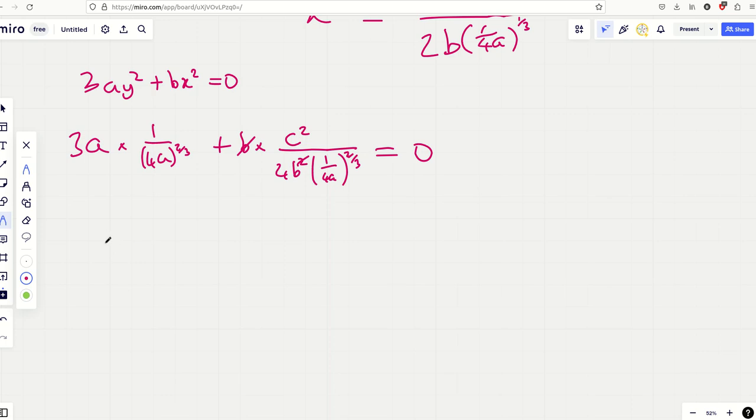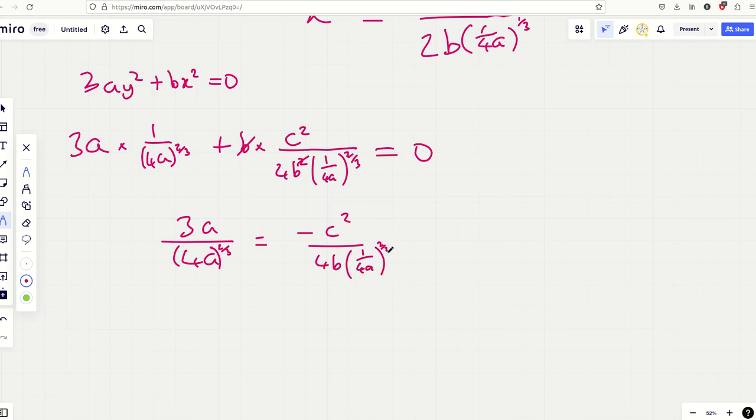Okay, so I did that first. I think I then moved that over here, so I had 3a over 4a to the 2/3. Remember, the 4 and the a is to the 2/3 here. Plus, no, I moved the c squared over because I wanted to basically cube both sides, without worrying too much about it, because I wanted to get rid of the cube root there. Over 4b, 1 over 4a to the 2/3. Well, that's really 4a to the minus 2/3. I might write it down like that. It might be less cumbersome. Do yourself a favour.